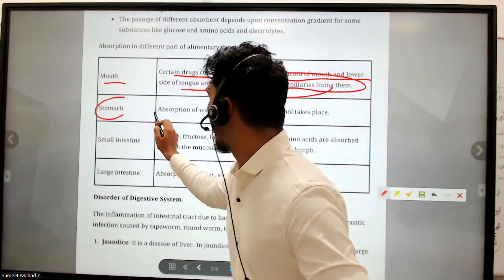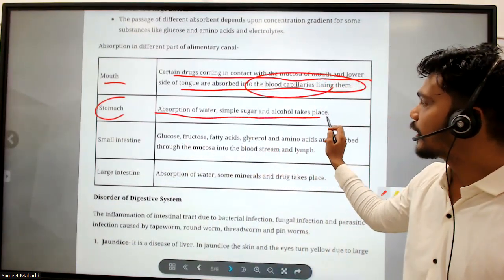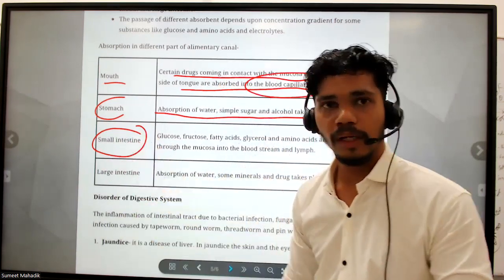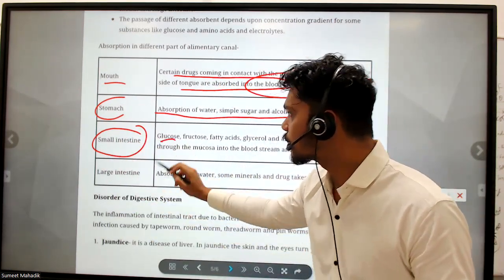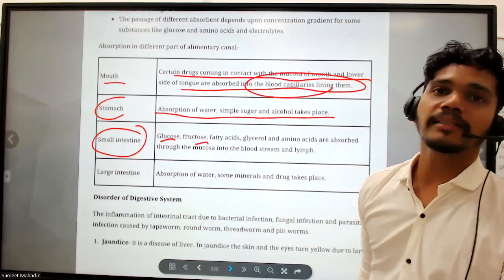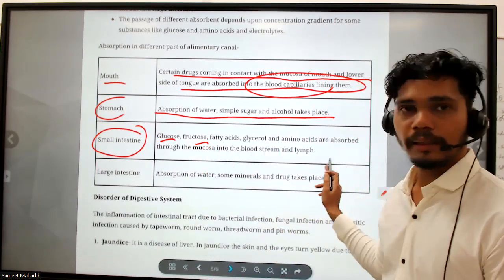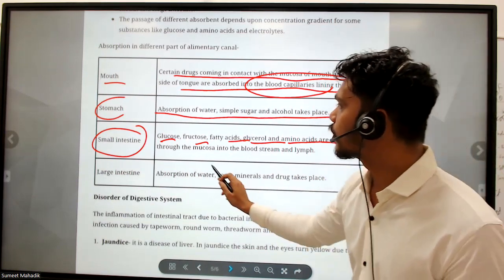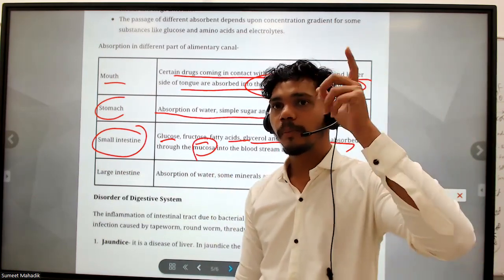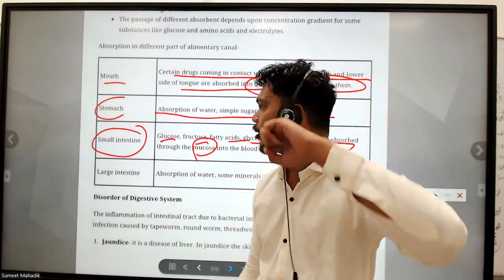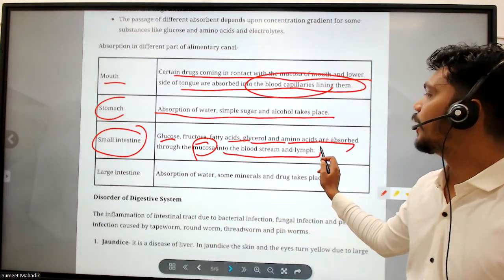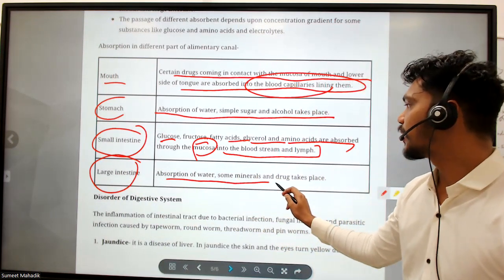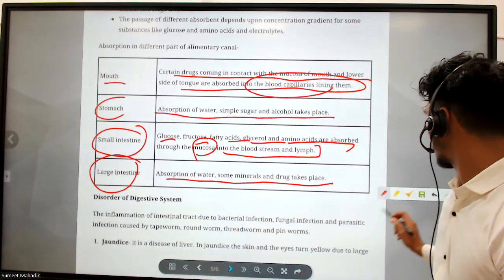Now, stomach. Absorption of water, simple sugar and alcohol takes place. Now, small intestine. Glucose, fructose. Can I say that the small intestine is the area of absorption? Almost all is getting absorbed. Fatty acids, glycerol, amino acids are absorbed through the mucosa. Do you remember mucosa? Mucosa was there. Into the bloodstream by lymph. Large intestine: absorption of water, some minerals and waste takes place.